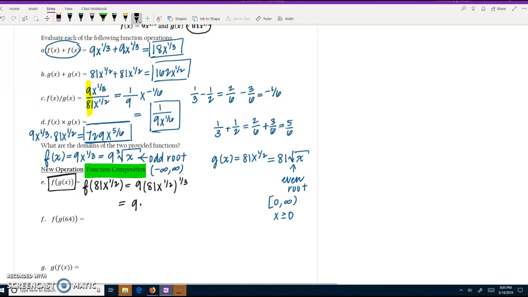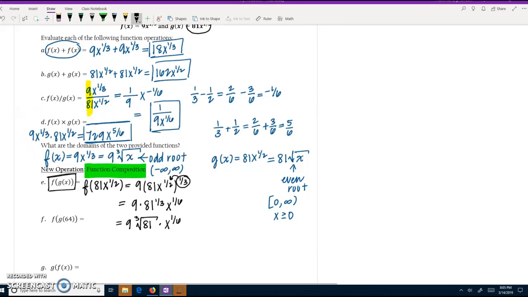So I'll have 9 times 81 to the 1/3. And then when I distribute this 1/3 to this 1/2, that's going to become x to the 1/6 power because those are going to multiply together. From there, I just want to see how I can further simplify the operation that I'm given. So this is 9 times the cubic root of 81. And that's times, I can either leave this as x to the 1/6 or I could make it the 6th root. It doesn't really matter.